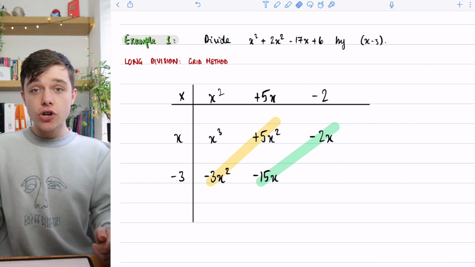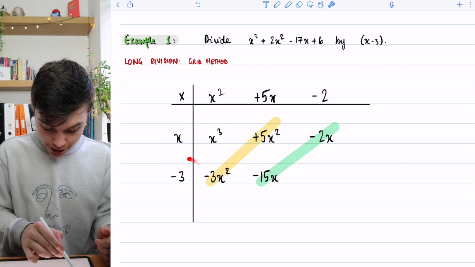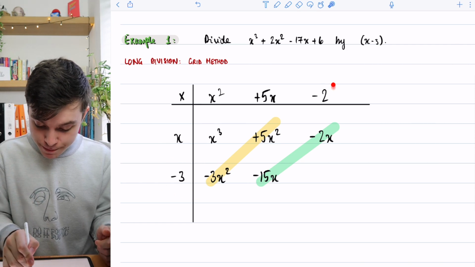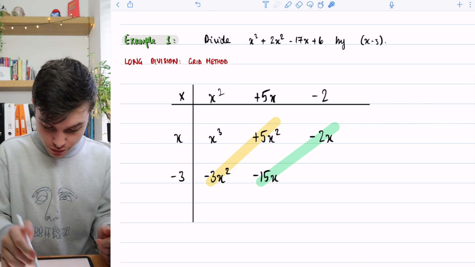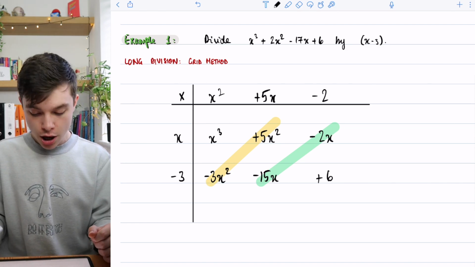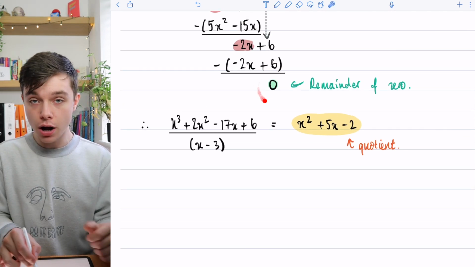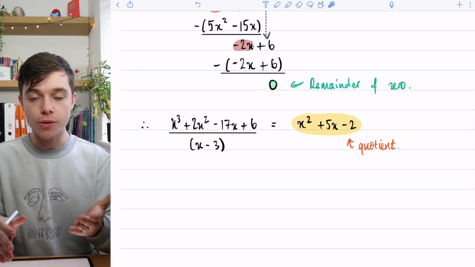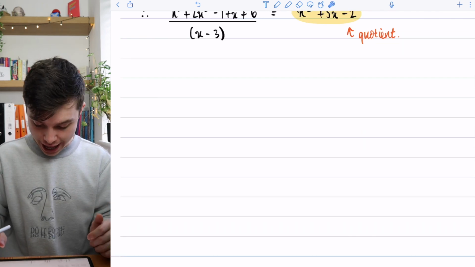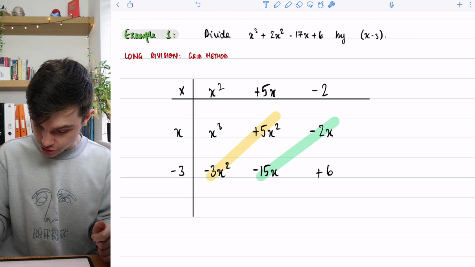Right, then we can do some multiplication again. We can say the minus 2 and the minus 3 multiply to give me a positive 6. Just like we did here, we have now come across a constant term, so I cannot do anything else.